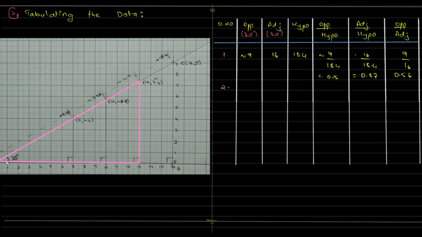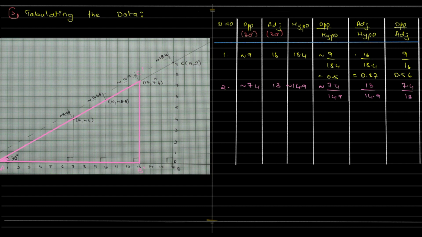So you have the opposite side. Again, same thing. This is 30 degrees. Opposite is this length, A'B'C' if you want to call it. So opposite is approximately 7.4. Adjacent is 13. Hypotenuse is 14.9. Again, all these are approximate values. So the ratio will be 7.4 divided by 14.9, opposite by hypotenuse. Next is adjacent by hypotenuse, 13 by 14.9, and opposite by adjacent, 7.4 divided by 13.